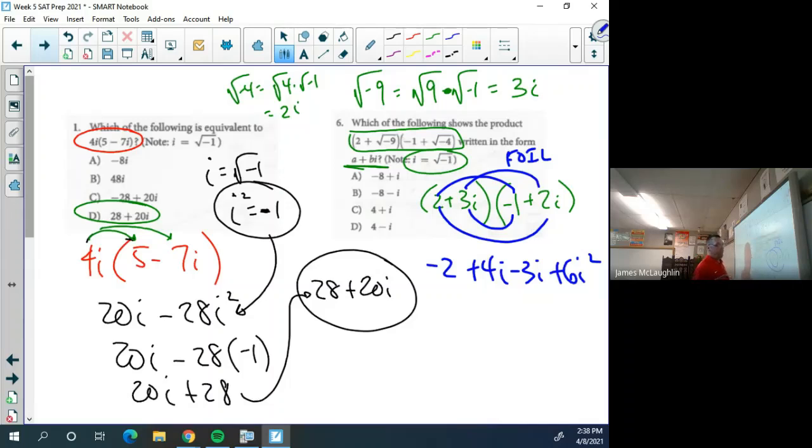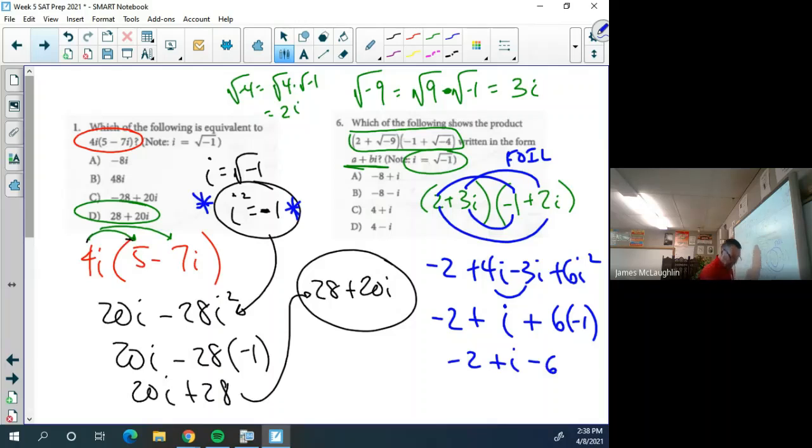Combine your like terms, but remember, guys, here's the key: i squared is equal to negative 1. So that's negative 2 plus, those guys are like terms, 4i minus 3i is just 1i, or i. 6i squared, that's 6 times negative 1. Remember, i squared equals negative 1. So now that becomes negative 2 plus i minus 6. Final answer, negative 2 minus 6 is negative 8, excuse me, negative 8 plus i. The answer there is going to be A.